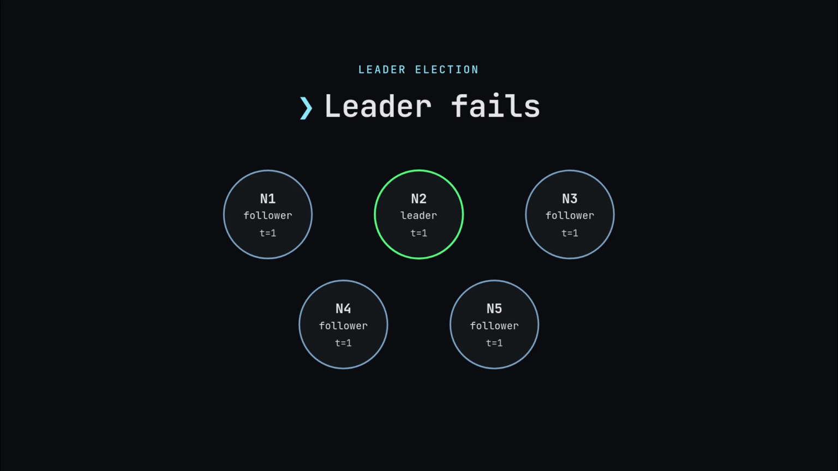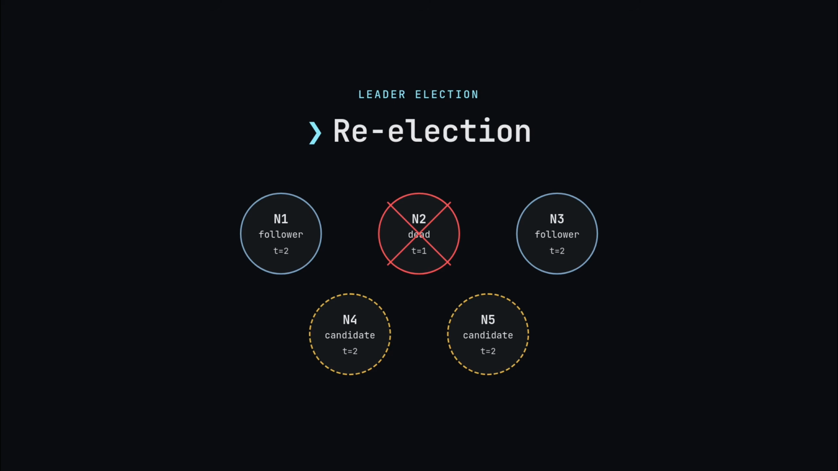But let's say the leader does actually fail. For example, N2 crashes. So what happens is that the heartbeats stop and the followers, eventually one of them will run out of timer and they will time out. So N2 is down and term 2 starts. Here, N4 and N5 have both timed out at the same time. Let's say in a worst case scenario, this can happen even with randomized timeouts.